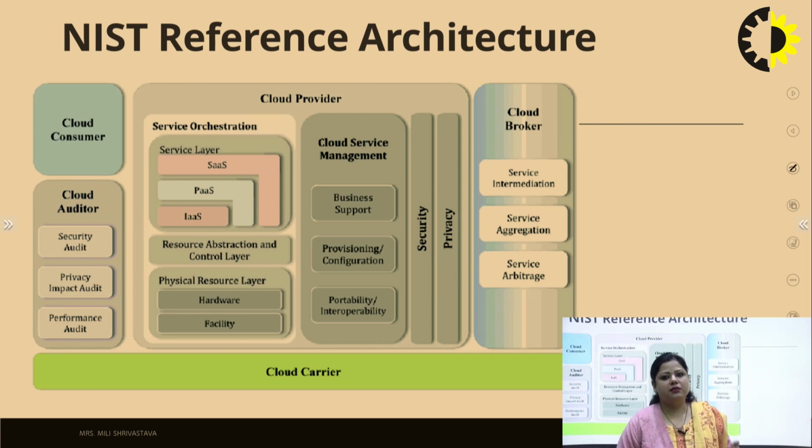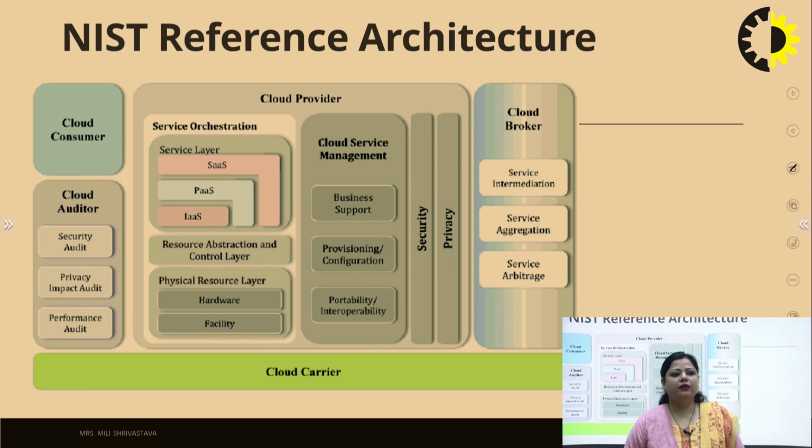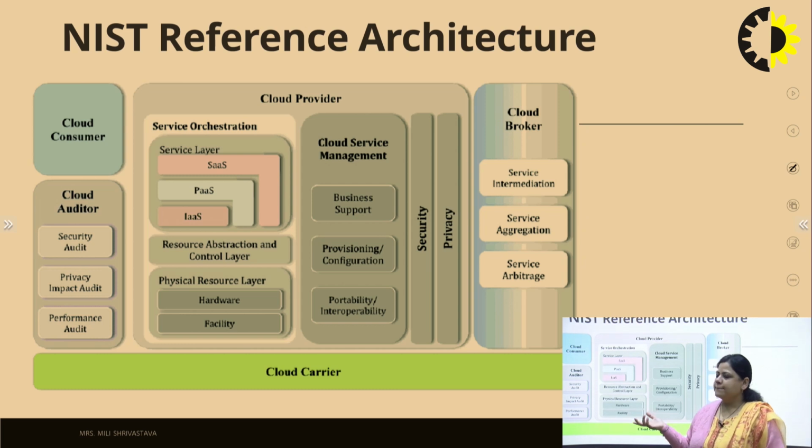provides different cloud models. I already told you the different cloud models: infrastructure as a service, platform as a service, and software as a service. In the case of infrastructure as a service, we get compute, storage, and network resources. For example, AWS EC2 and Google Compute Engine are two examples of infrastructure as a service.